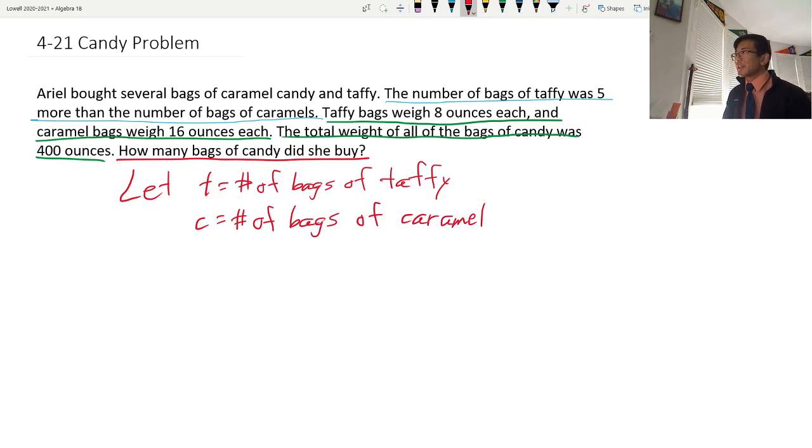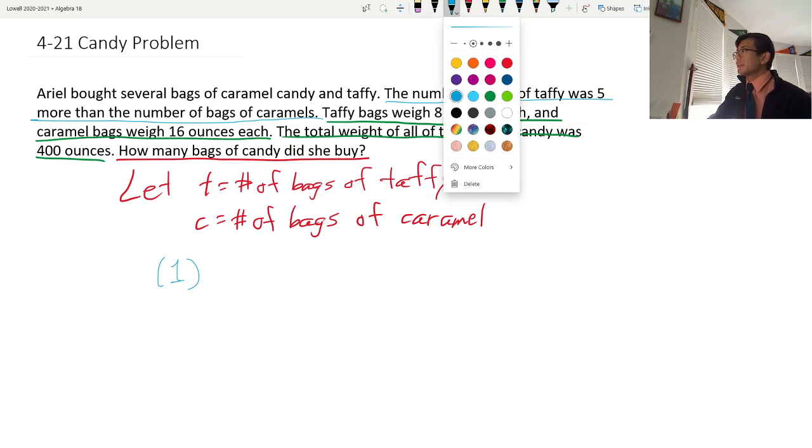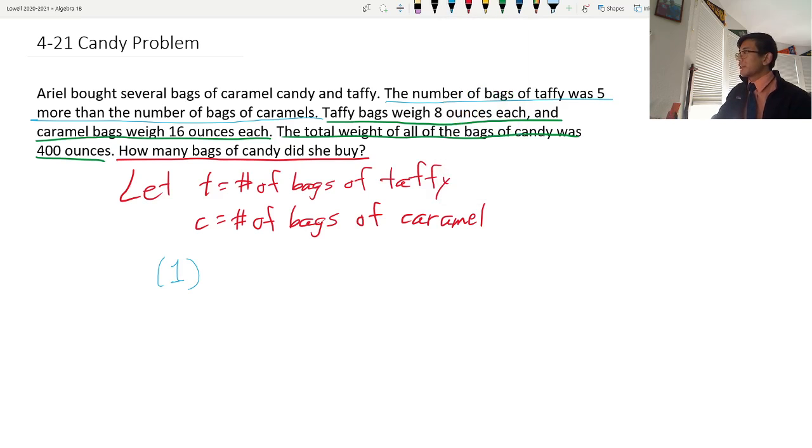Now that we have that, we're going to set up our two equations. I'm going to use our colors here to color code this. I'm going to make that a little bit thicker for you. Apologize, let me just re-erase that. So the number of bags of taffy was 5 more.